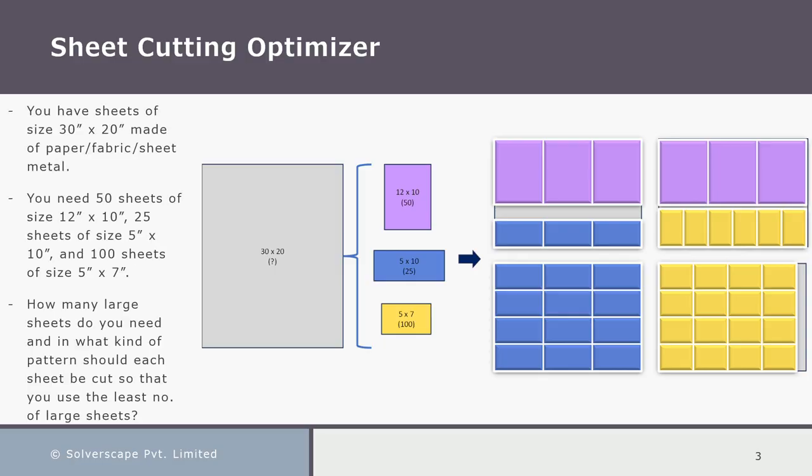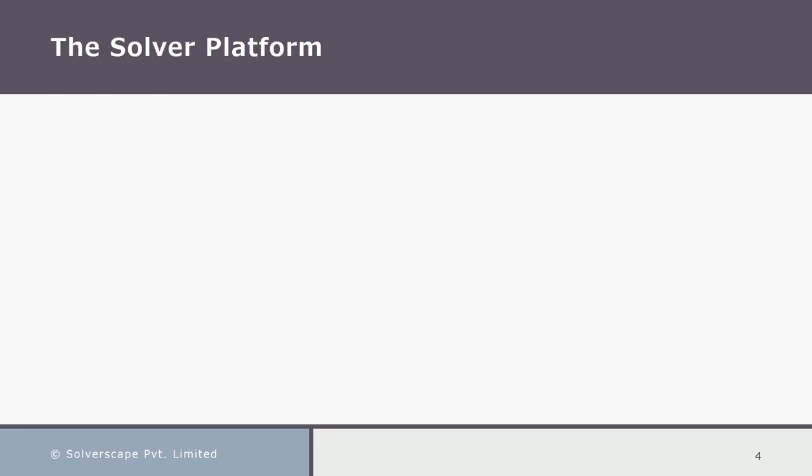You have sheets of size 30 inches by 20 inches made of paper or fabric or sheet metal. You need 50 sheets of size 12 inches by 10 inches, 25 sheets of size 5 inches by 10 inches, and 100 sheets of size 5 inches by 7 inches. How many large sheets do you need, and in what kind of pattern should each sheet be cut so that you use the least number of sheets? So the sheet cutting optimizer answers this question.